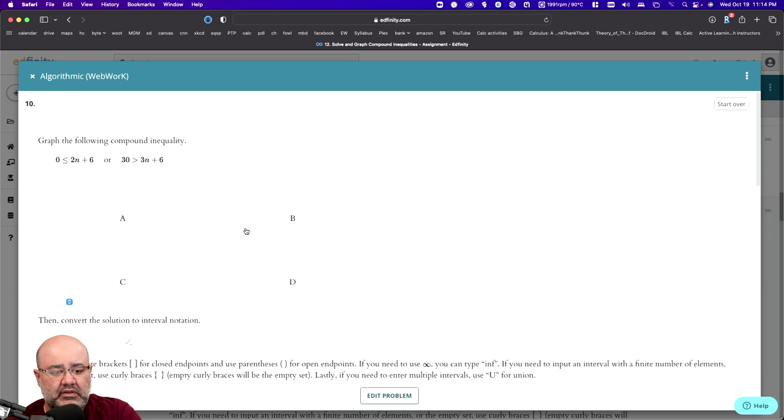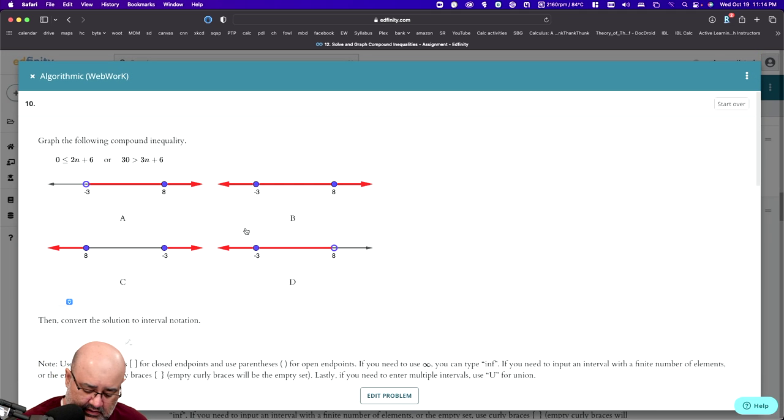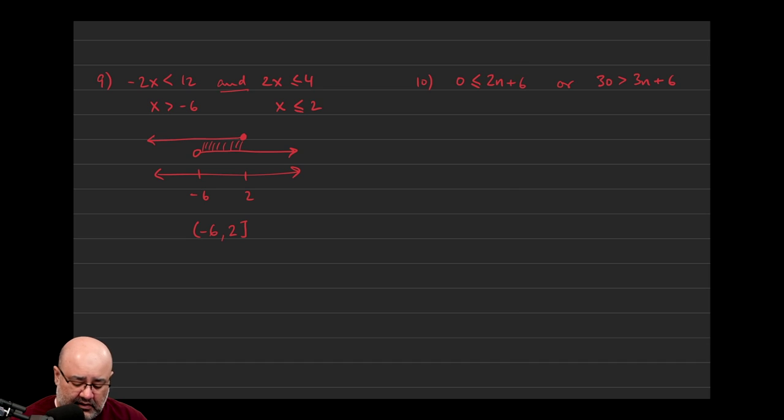Looking at 10, I believe this is where the problems are starting. So we have 0 is less than or equal to 2n plus 6, or 30 is greater than 3n plus 6. So here, again, just like all the others we've done, we solve each inequality for the variable that we're given. So we start by subtracting 6 from both sides, so we get negative 6 is less than or equal to 2n. We divide both sides by 2. Because I'm dividing by a positive, I'm not going to change the direction of the inequality. I'm just going to write it again, reversed, so that the variable is on the left-hand side.